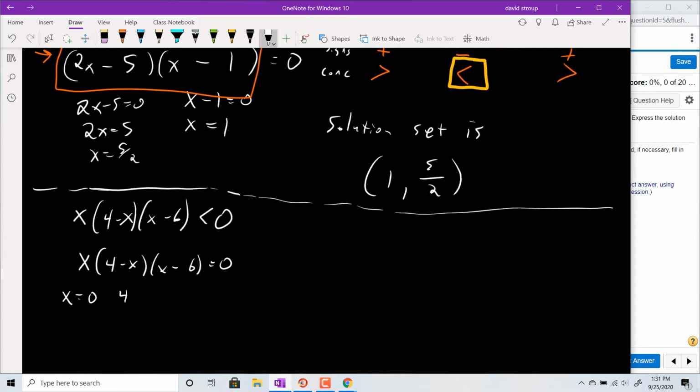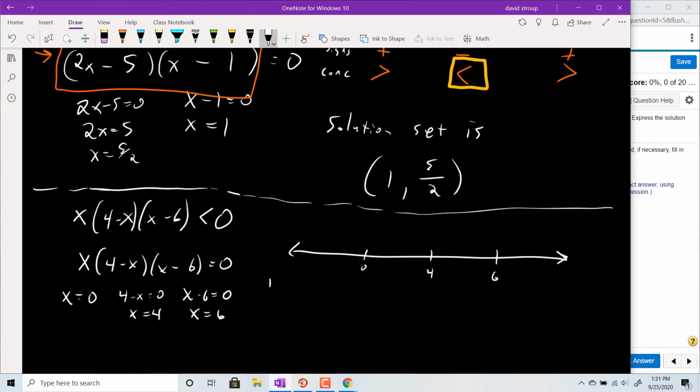You get x is 0, x is 4, and then x is 6. Go to your number line: 0, 4, 6. You need your test values, your signs, and your conclusions. And so we'll try x is negative 1. There's negative times positive times negative. Negative, positive, negative is positive. So that'll be greater than.